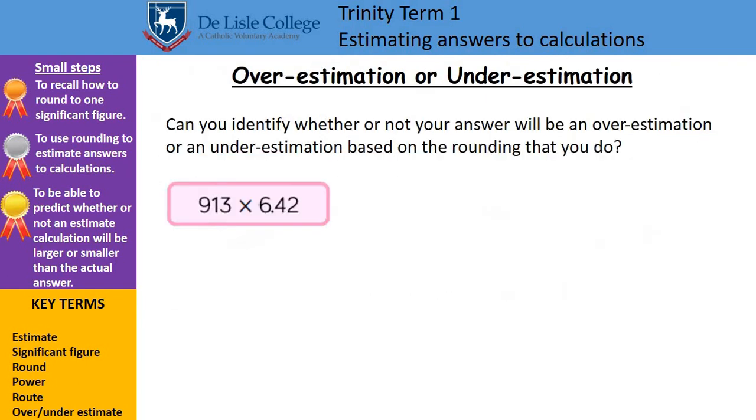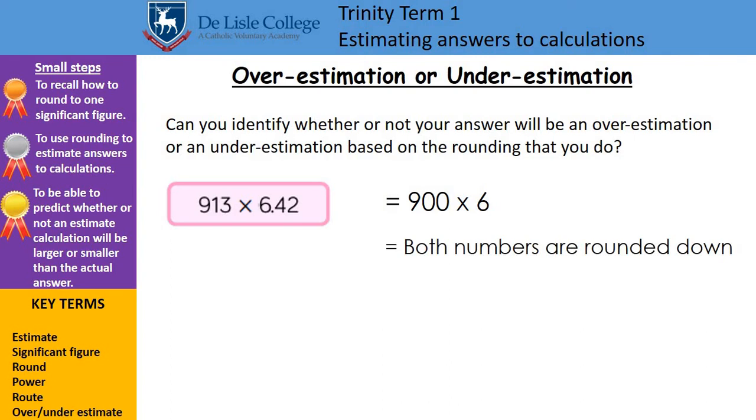Brilliant. Right, can you identify from looking whether or not your answer will be an overestimation or an underestimation based on the rounding you do? So we'd actually round 913 to 900 and 6.42 to 6, okay? So you're rounding both numbers down. That means you're getting an underestimation because the answer you get here will definitely be smaller than the actual calculation, because you've made both numbers smaller.